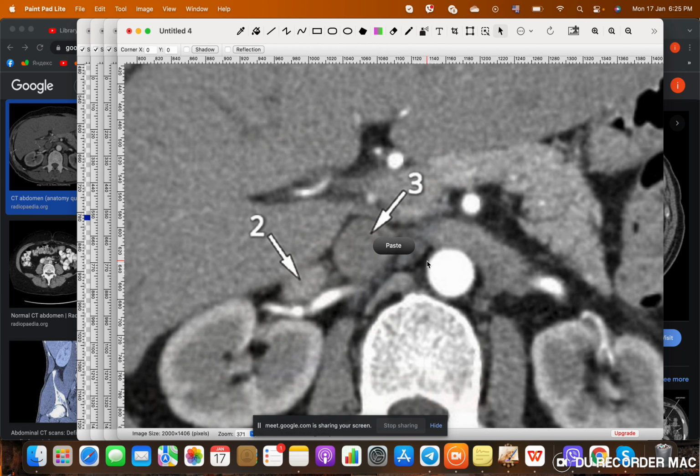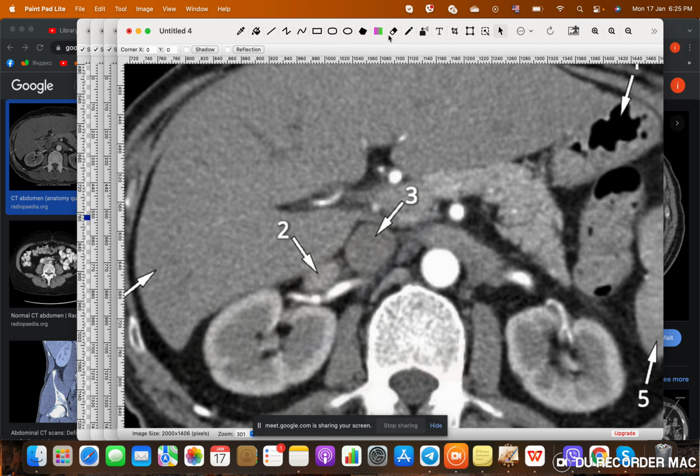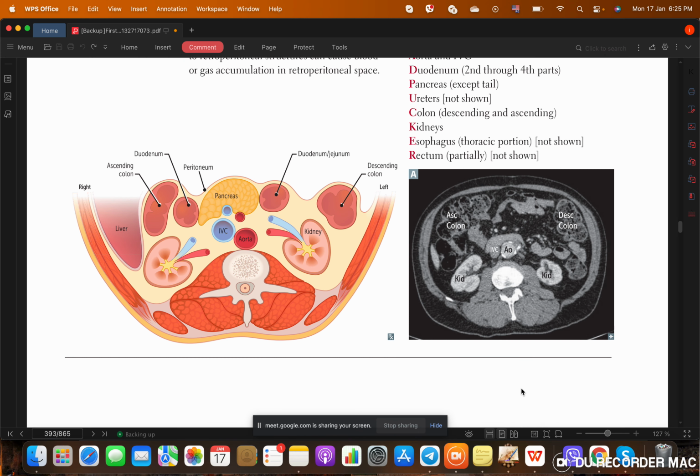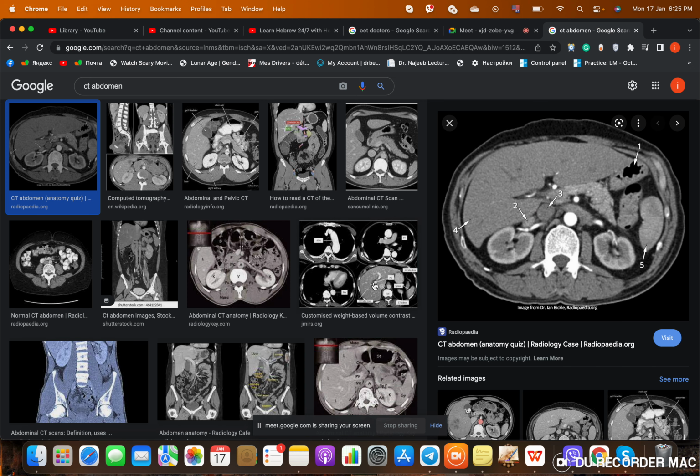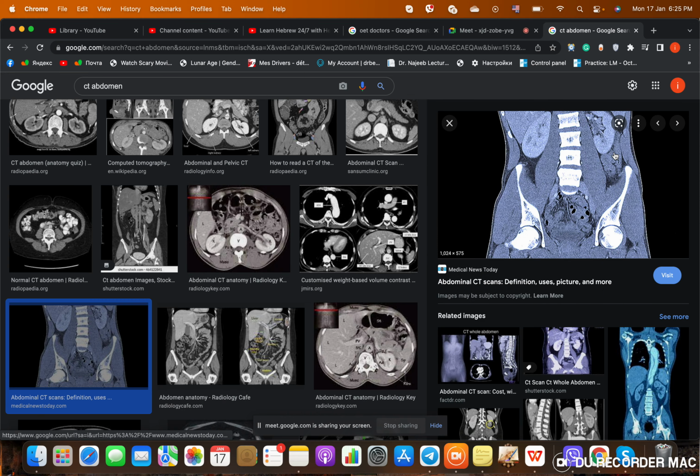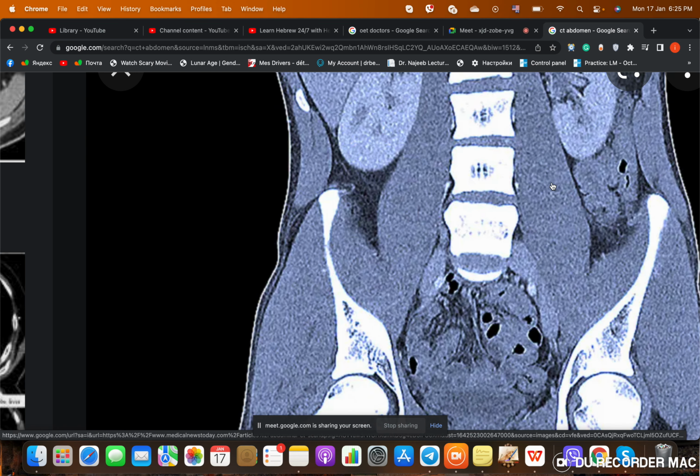So one more question. Does anybody know what this is? This thing. Well, this is a muscle. It's called the psoas muscle, which is this one. Super important to know. They love it in the USMLE. I truly don't know why, but they really like it.